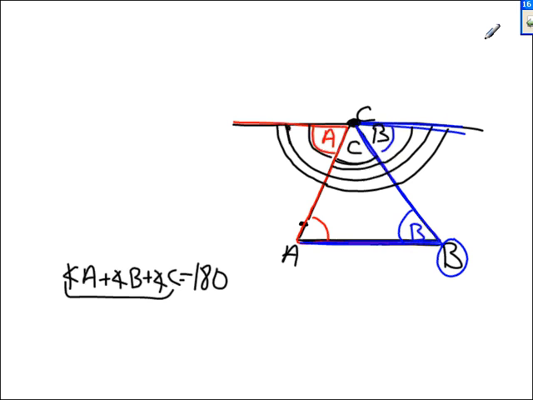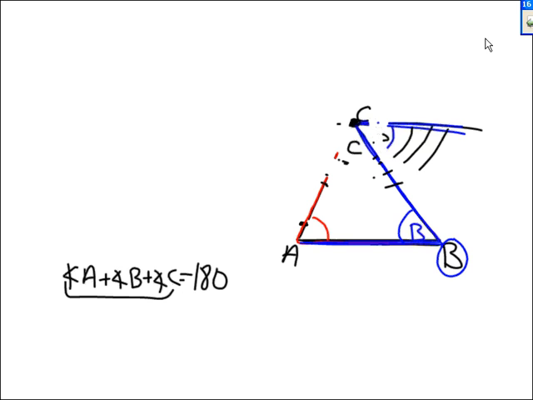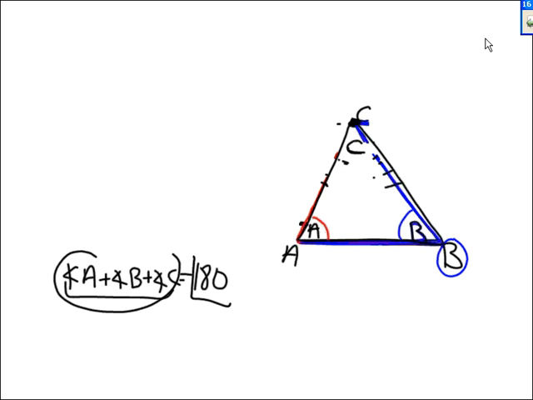But wait a minute. Let's go back to the original triangle. And we're going to be amazed at what we see. The triangle is made up of three angles: angle A, angle B, and angle C. Those three angles add up to 180. And that's what we set out to prove, that the three angles add up to 180 degrees.